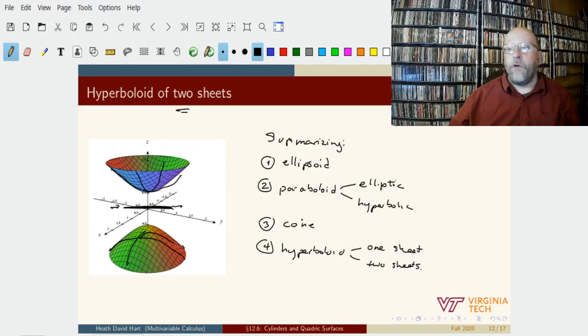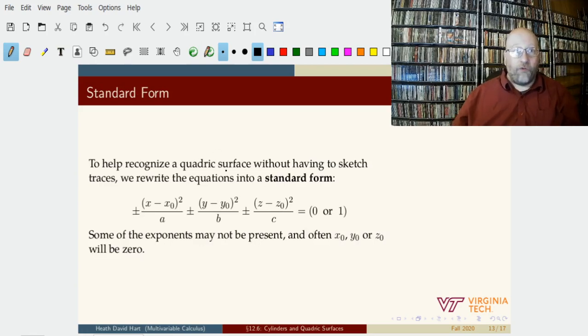So if I give you an equation, how can you tell from looking at the equation which of these shapes we get? To help recognize a quadric surface without having to sketch traces, I recommend that you learn how to sketch these. I do want you to be able to draw them, but if you are working through a timed test and you have to do this quickly, there is a standard form where we are going to put the squared terms together on one side of the equation. Some of the exponents may not be present. We saw, for example, in the paraboloid that z was not squared, and so the exponents may be missing from the equations.